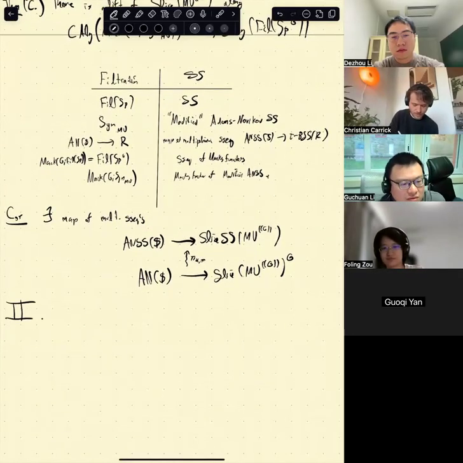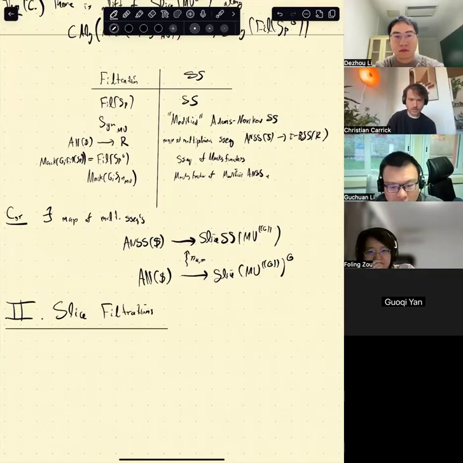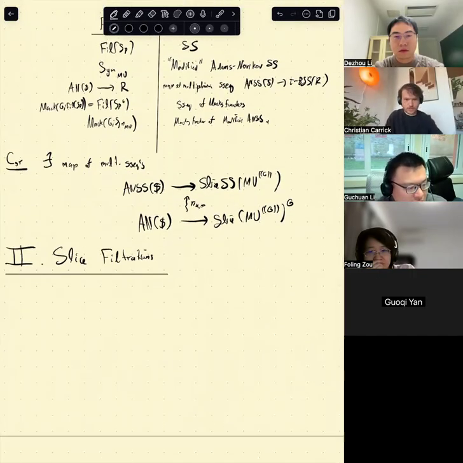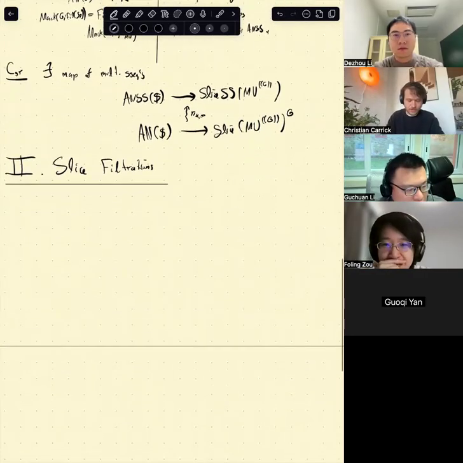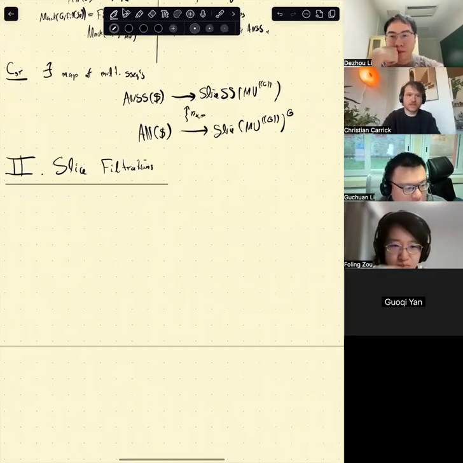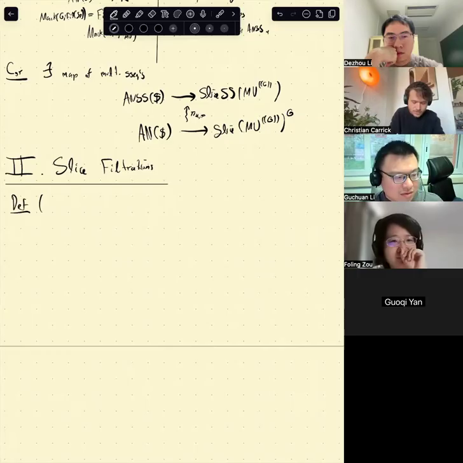So the first thing I want to do is talk a bit about slice filtrations. I will mean something pretty general by this, but I want to start first with the usual equivariant slice filtration. And I want to remind everyone of the definition of that. So first of all, this is due to Hill-Hopkins-Ravenel. Let me write that.